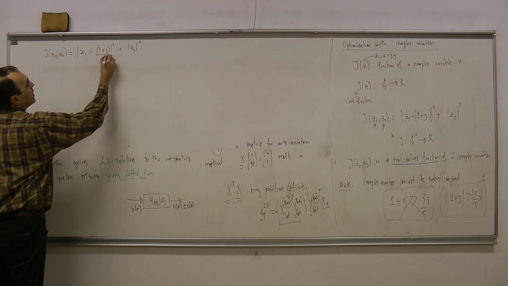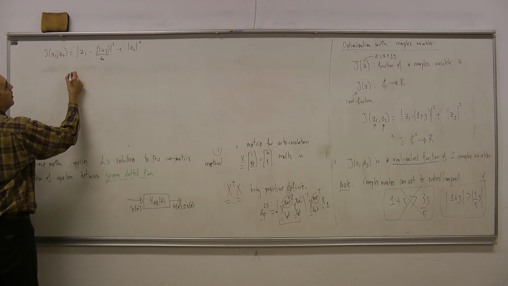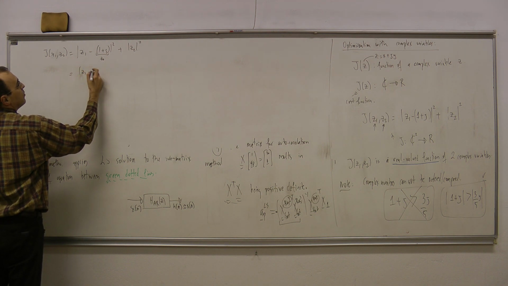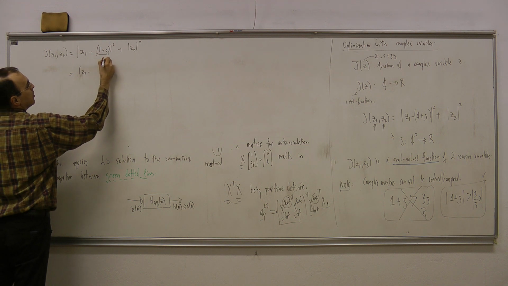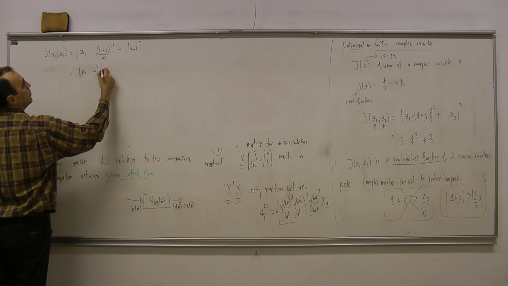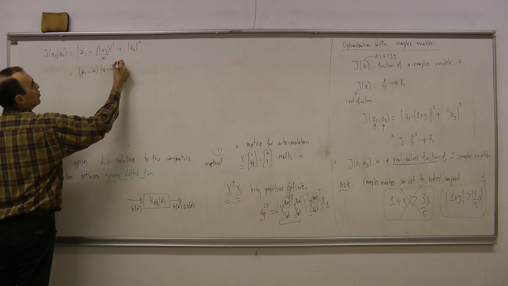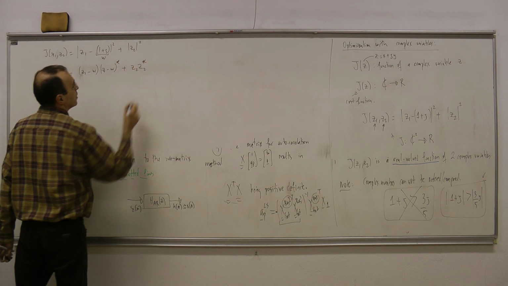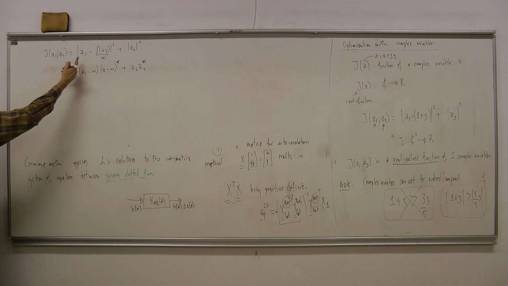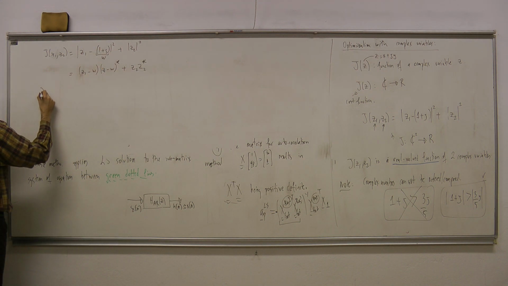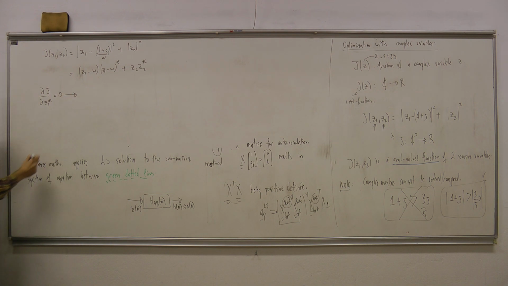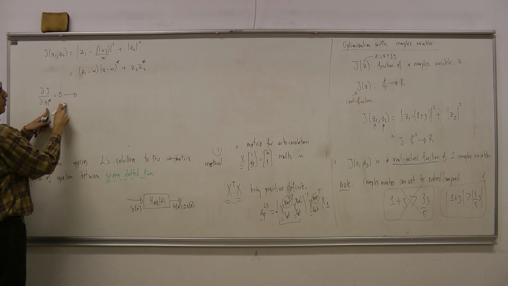Well, let me call this Z naught for the sake of simplicity. So I can write this as Z1 minus, let me call this W, Z1 minus W conjugate plus Z2 conjugate. Do you agree? Because this is magnitude square of complex numbers. Now I will be taking derivative with respect to Z1 conjugate. Okay, let's give this a try. Now, and equate it to 0.